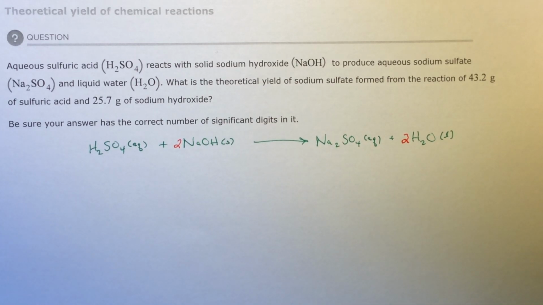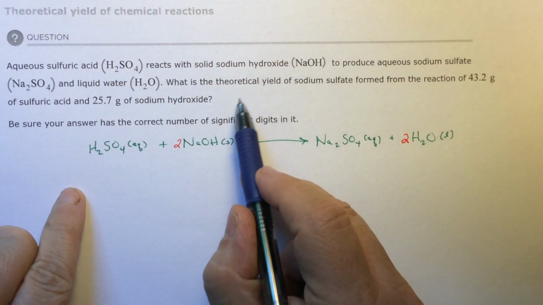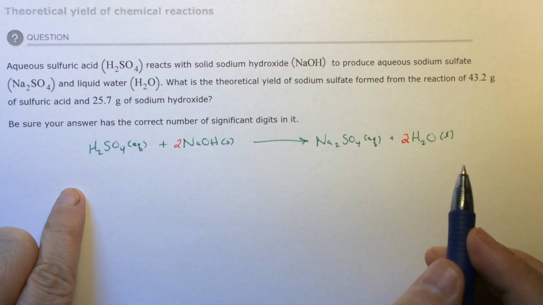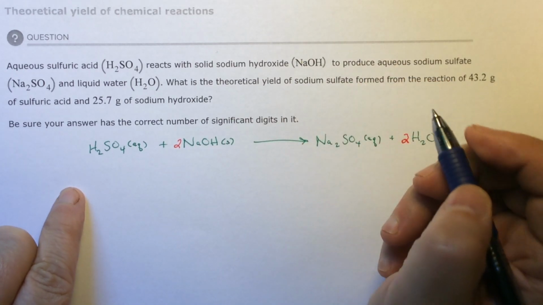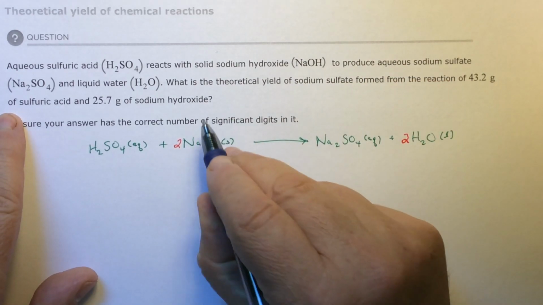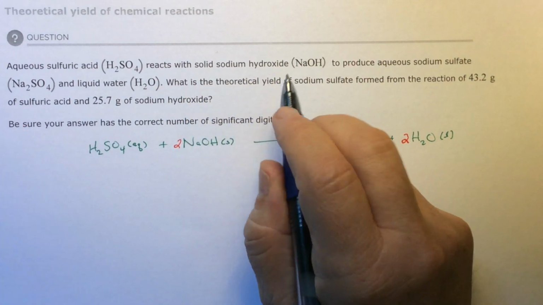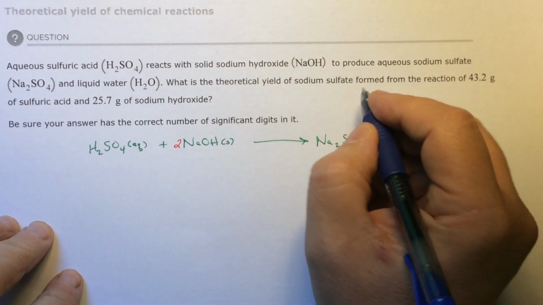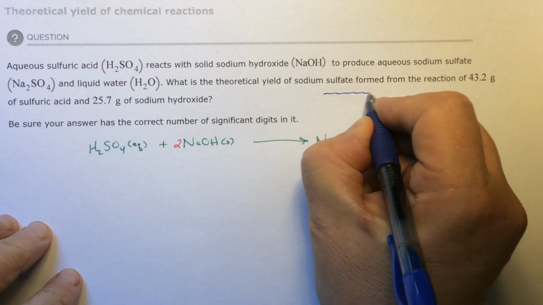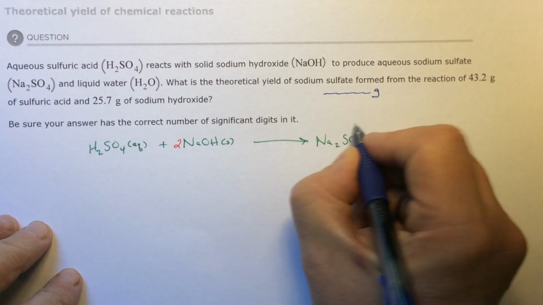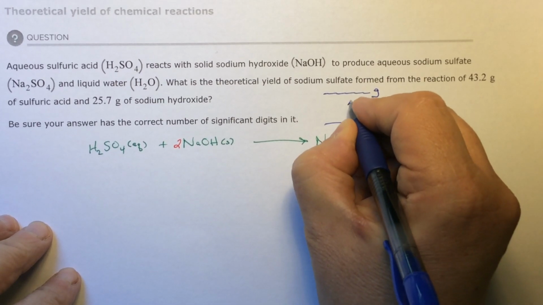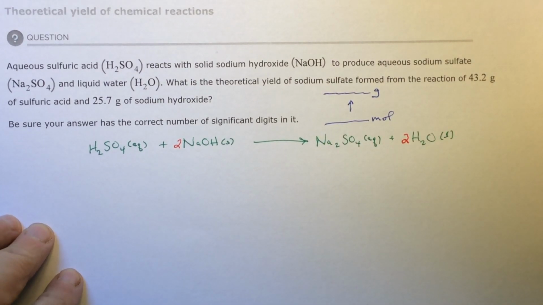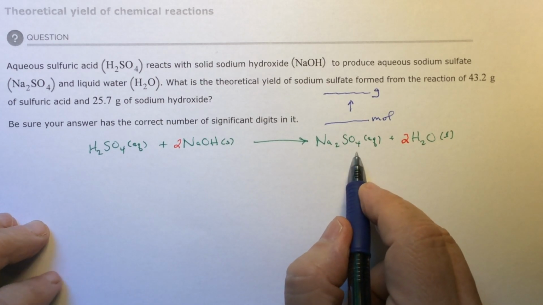All right. So they're asking for how much sodium sulfate. So this is the theoretical yield of sodium sulfate, and that means in grams. So remember, you're going to have 2 parts. You're going to first of all find out how many moles can be produced, and then find out for those moles how many grams can be produced through the molar mass.